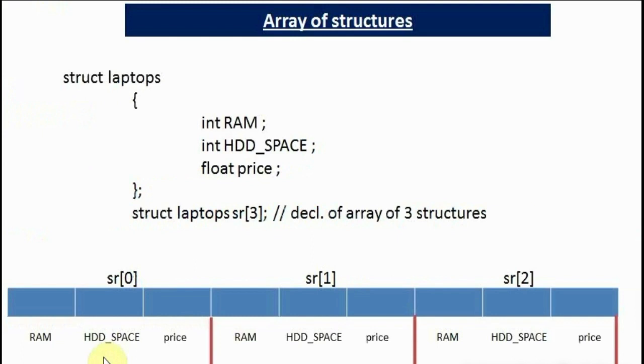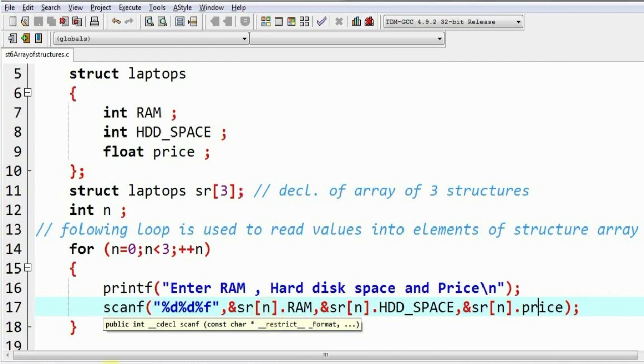So again, you can see the diagram. Whatever values are input by the user will go into RAM of SR0, HDD space of SR0, and price of SR0. Now the control will go up, and n plus plus will increment the value of n by 1. Condition is true, 1 is less than 3. Again it will come into the loop block, and see how scanf will work.